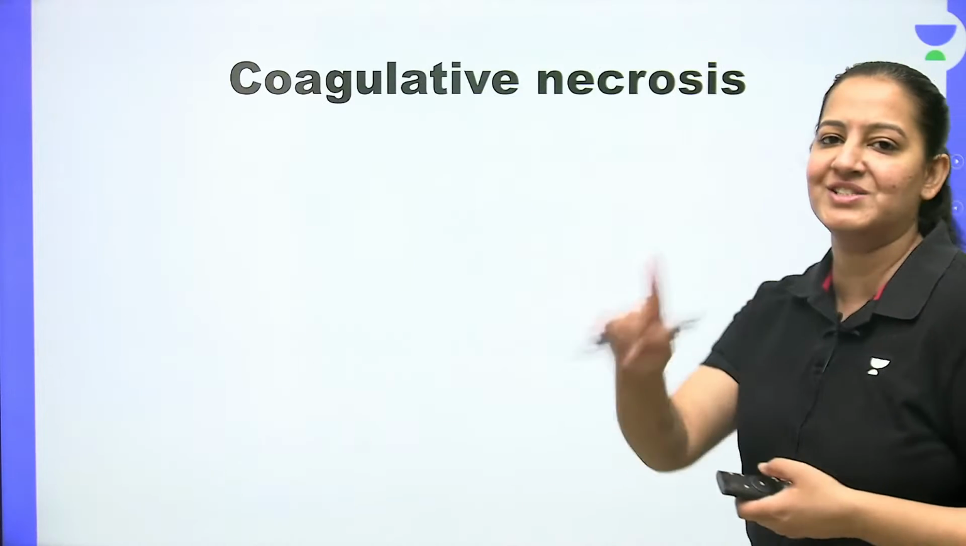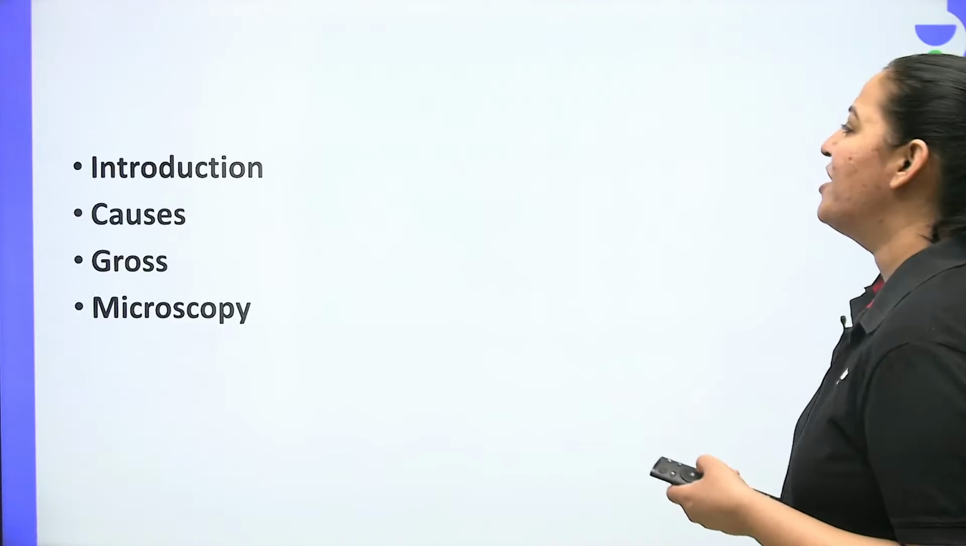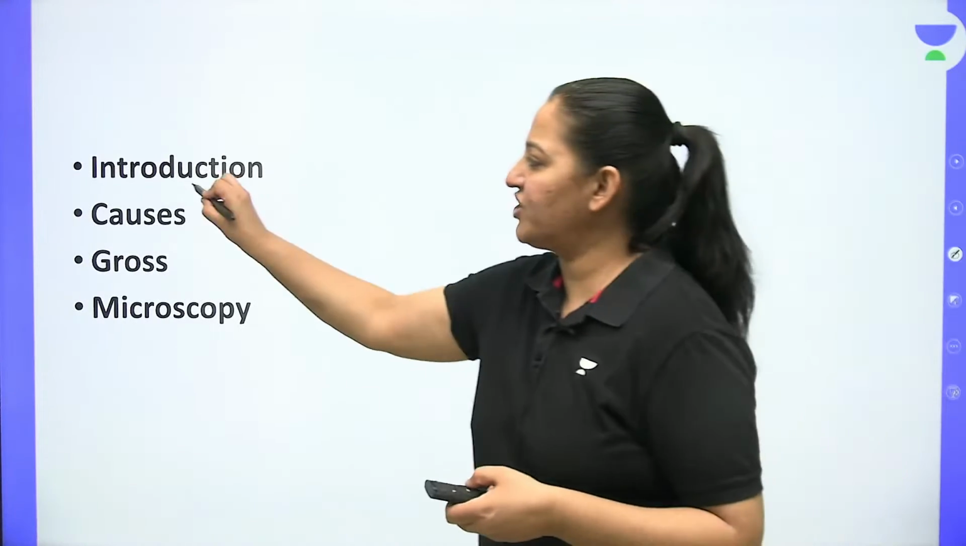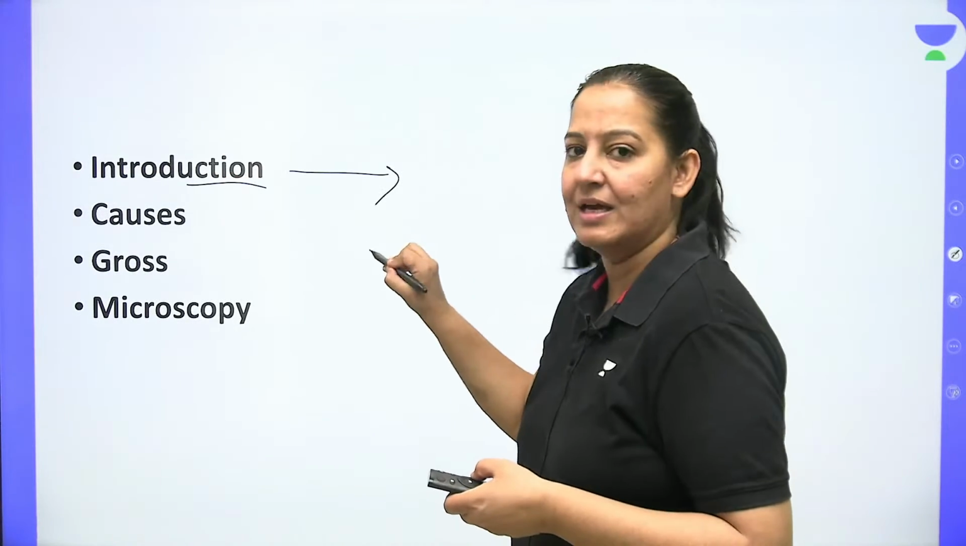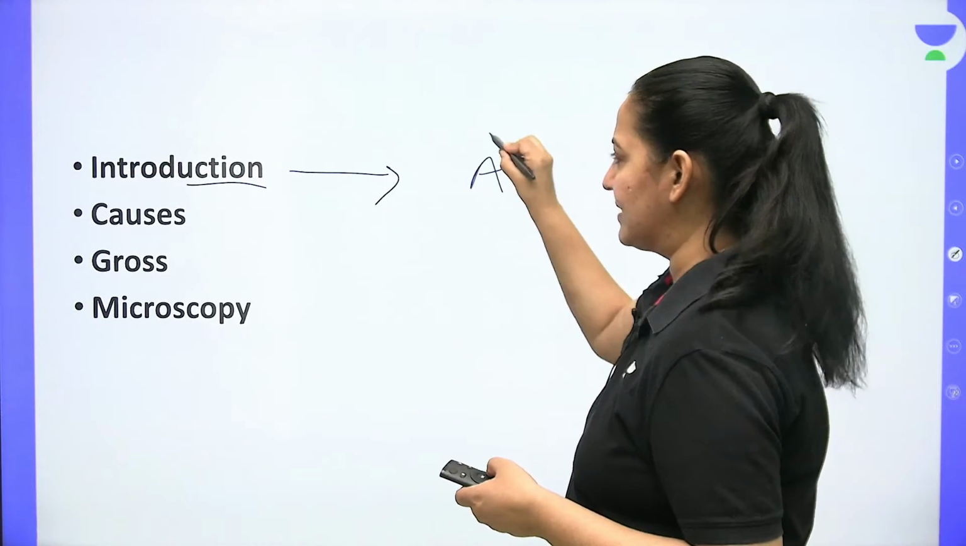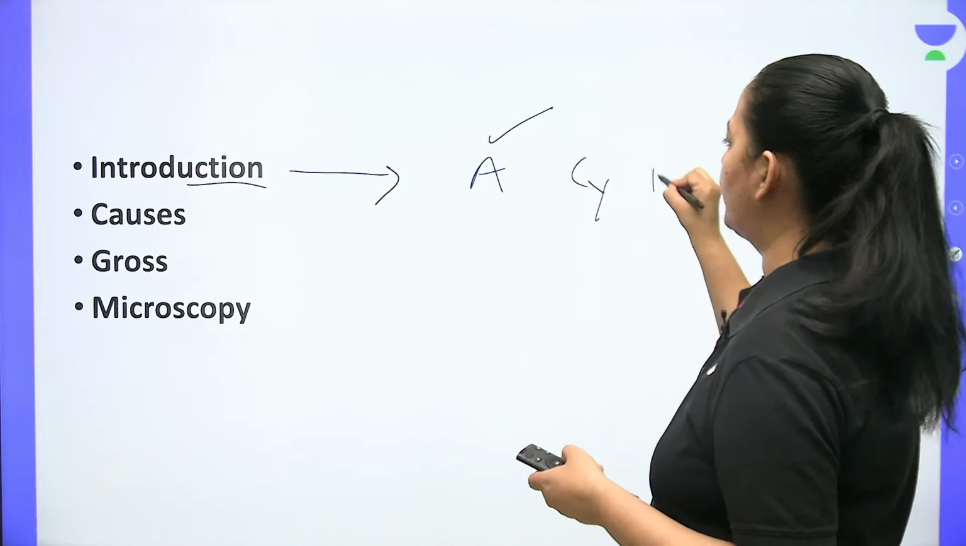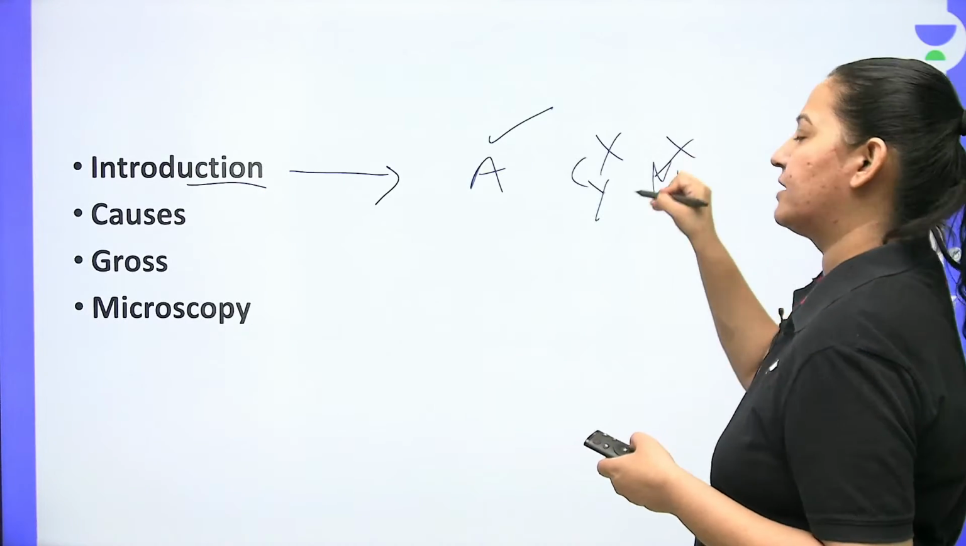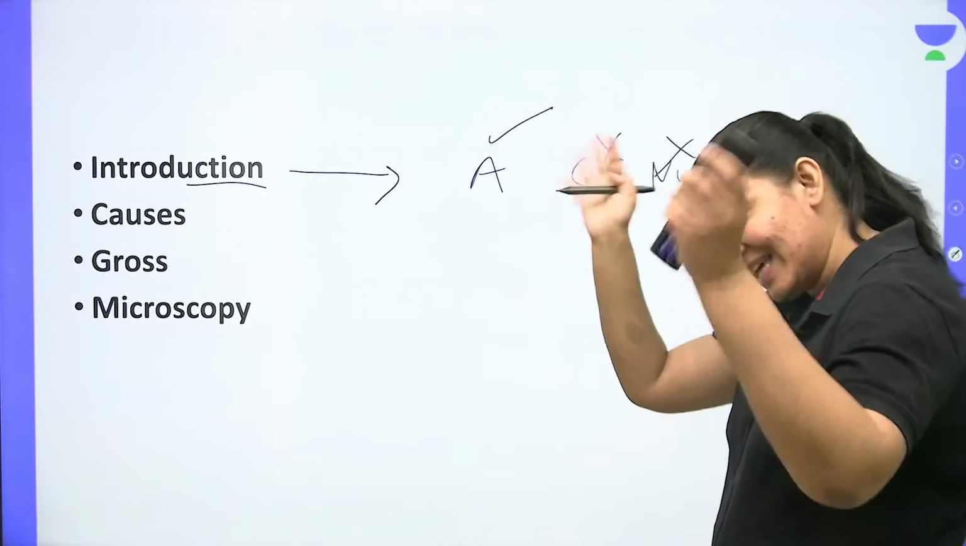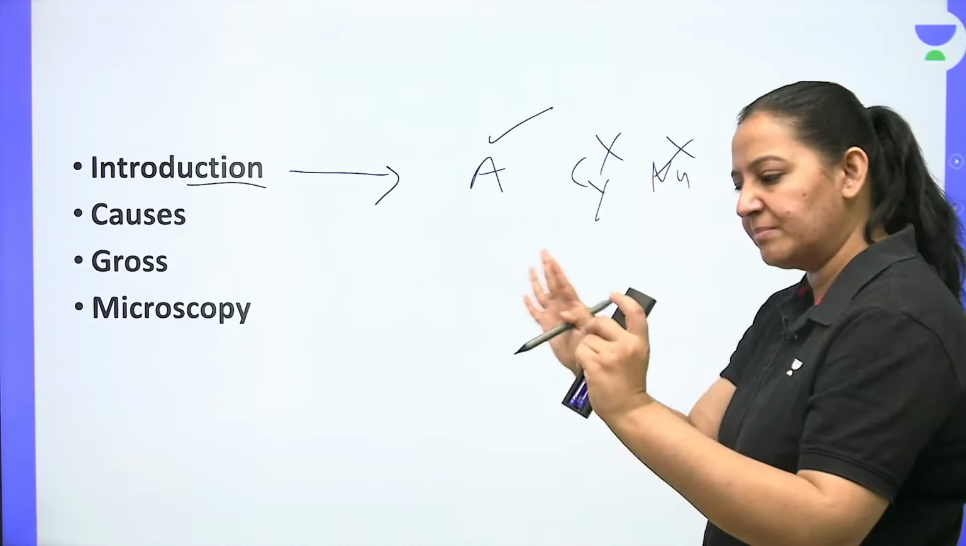Now let me start the first necrosis, coagulative necrosis. Listen, what is coagulative necrosis? In the introduction, I am saying it is a type of cell death in which architecture persists, but cytoplasmic and nuclear details are lost. So the cell is dead. So only architecture persists. Inside everything is dead. So cytoplasm details are lost.